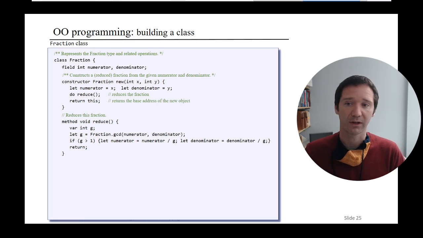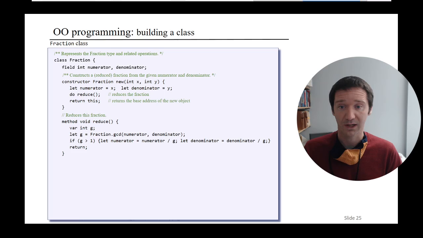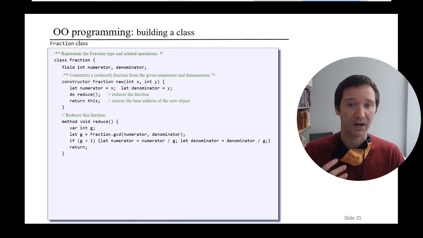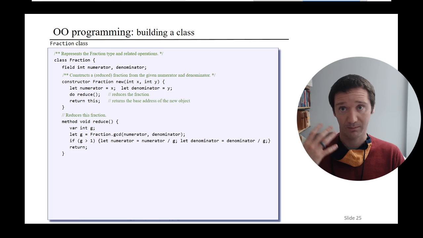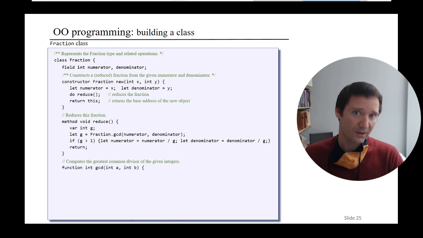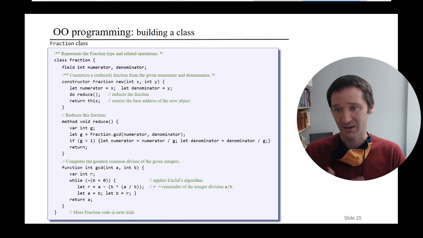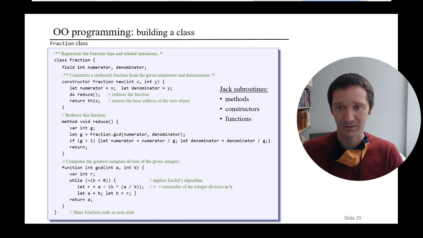Okay, so we say let g equal the greatest common divisor of the fraction's numerator and denominator, and then use that to divide and reduce everything down, and finally just return. In this case, we're actually modifying the class properties themselves, so there's no need to return. To compute the greatest common divisor, we probably need some algorithm, and there's code that we can implement for that.